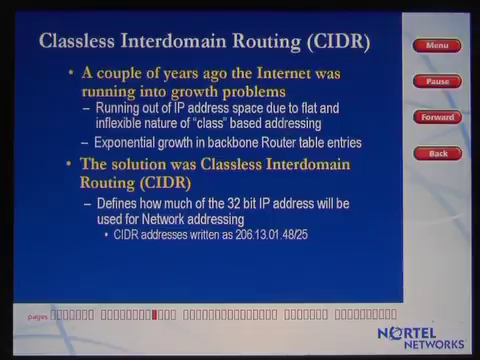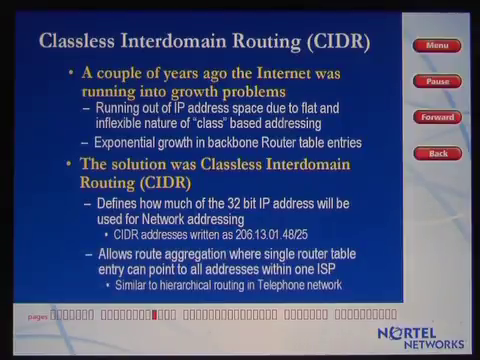A CIDR address includes the standard 32-bit IP address and also information on how many bits are used for the network prefix. For example, in the CIDR address 206.13.01.48/25, the /25 indicates the first 25 bits are used to identify the unique network, leaving the remaining bits to identify the specific host. The CIDR addressing scheme also enables route aggregation, in which a single high-level route entry can represent many lower-level routes in the global routing tables.